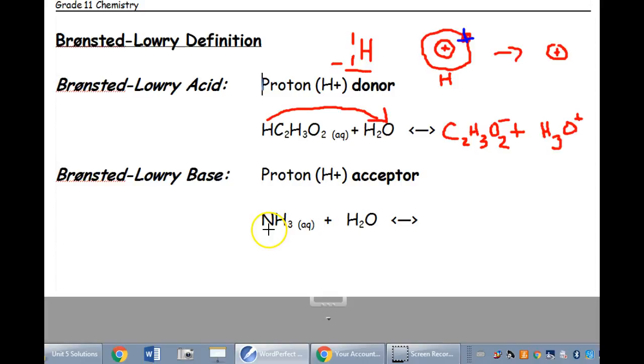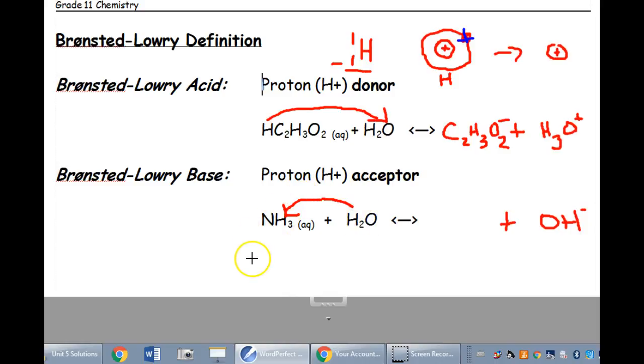So it's going to accept a proton. Where is it going to accept it from? It's going to accept it from the other substance it's reacting with, in this case, water. When water loses a proton, it no longer has two hydrogen ions, it only has one, and that's actually where the hydroxide ion comes from. So even though the hydroxide ion is not built into the chemical formula for ammonia, it still ends up being released in water when water donates a proton to ammonia.